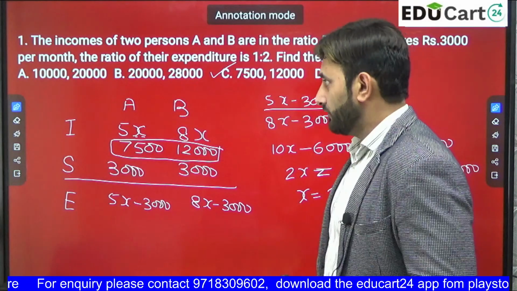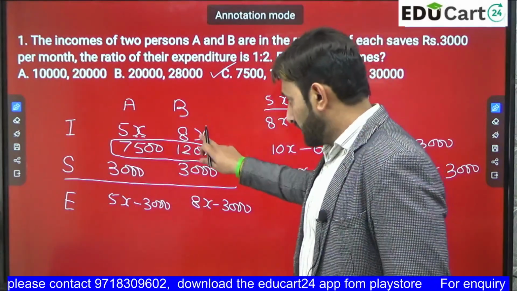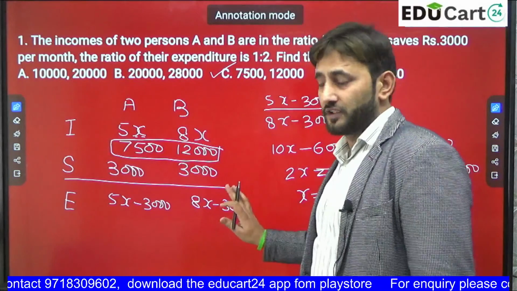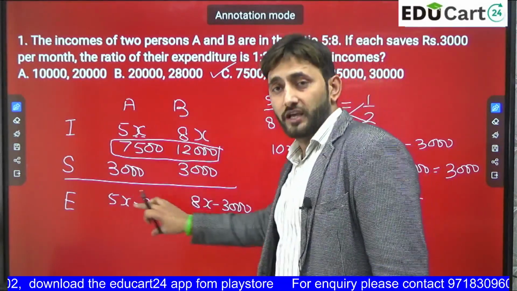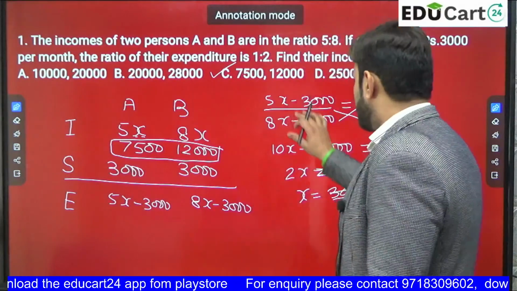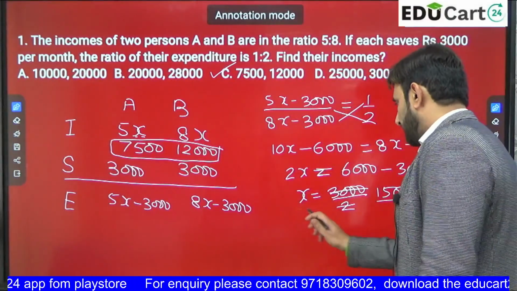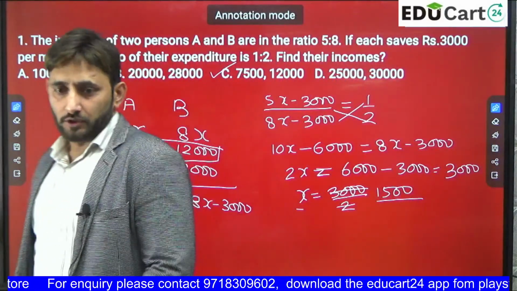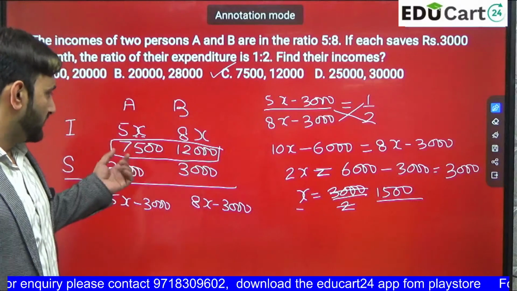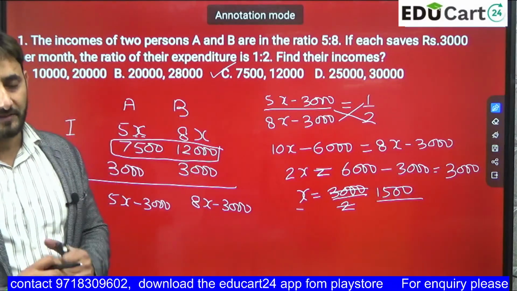So what did I do? Income minus saving is the expenditure of A. Income minus saving is the expenditure of B also. We got the expenditure of both. The ratio of the expenditure is 1:2. So after cross multiplication, we got the value of x. X is equal to 1,500. Then we put the values and got the answer 7,500 and 12,000. Clear? Okay.